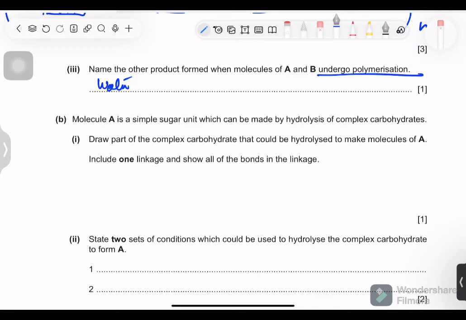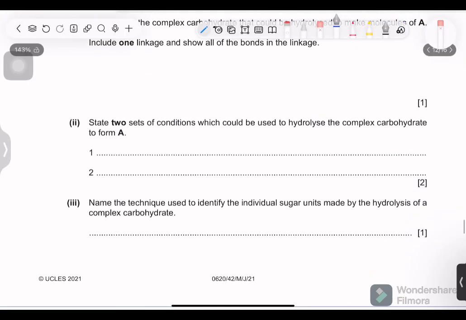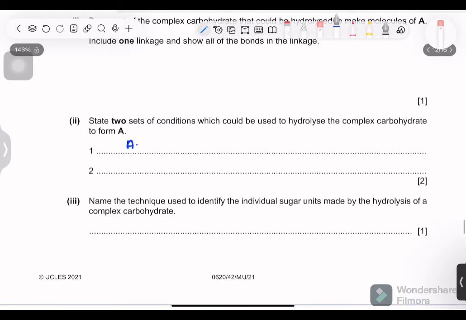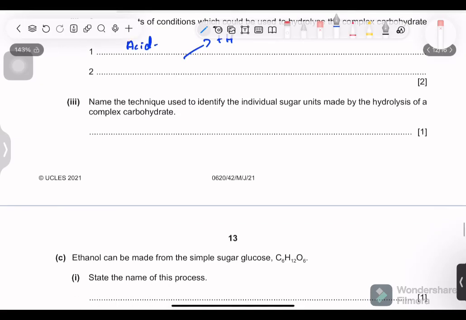State two conditions which could be used to hydrolyze the complex carbohydrate to form A. So this is also not directly in your syllabus, but for hydrolysis we use acid because we need to provide the H again. Name the technique used to identify the individual sugar units made by the hydrolysis of a complex carbohydrate.